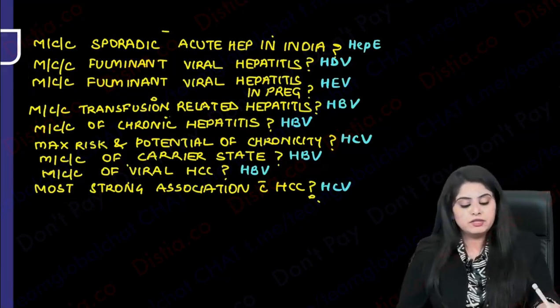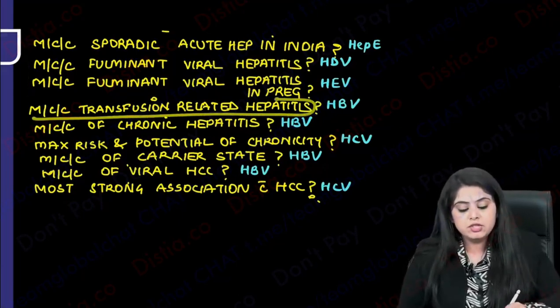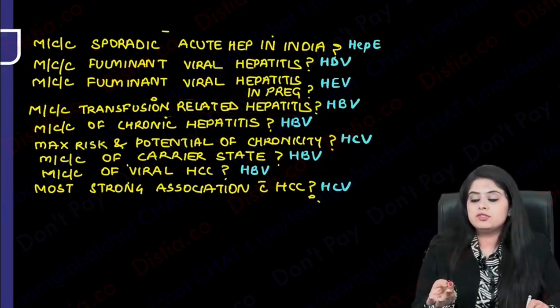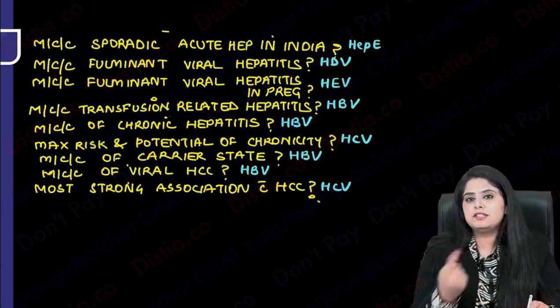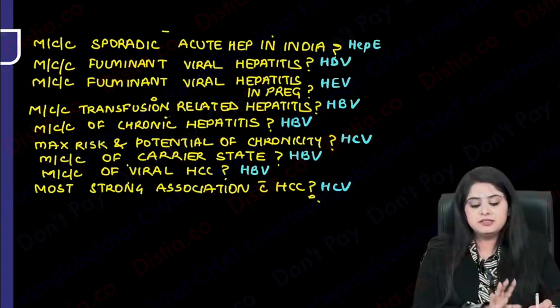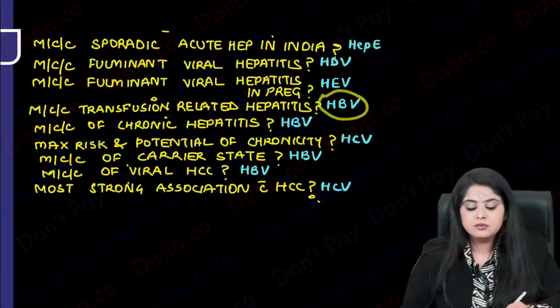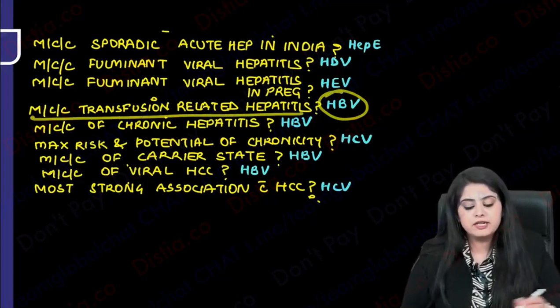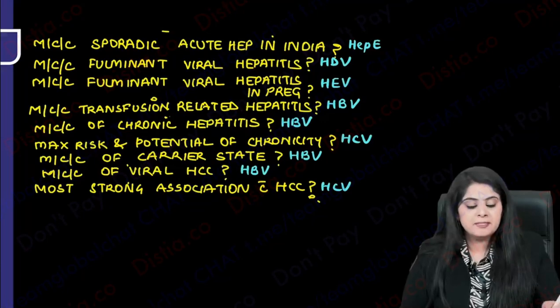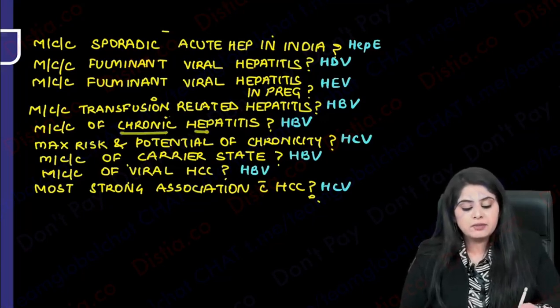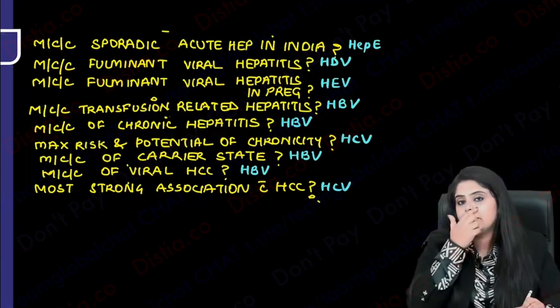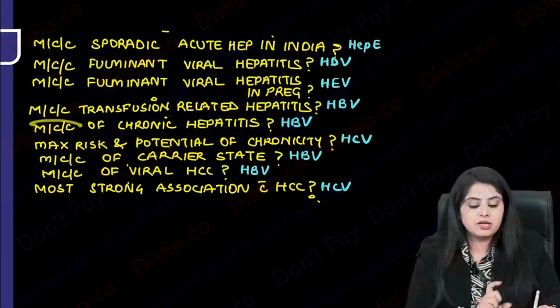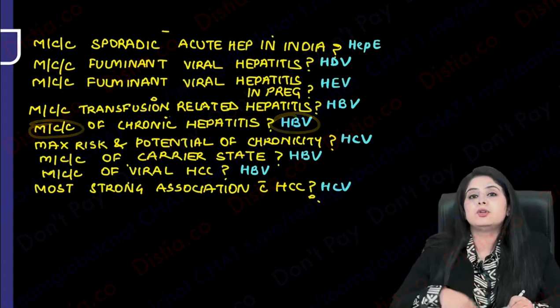Now let's move forward. Which is the most common transfusion related hepatitis? So with blood transfusion, hepatitis B also happens and C also happens. But if I look at the prevalence wise more, hepatitis B is more prevalent. So transfusion related, it is going to be hepatitis B. Similarly, if I ask you chronic hepatitis, most common cause of chronic hepatitis, you will say, ma'am, going by prevalence, if you ask me most common cause, hepatitis B is always more common.